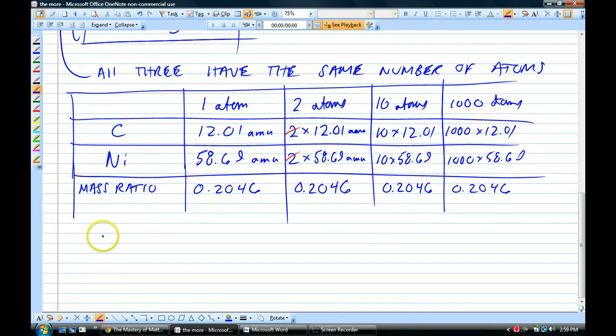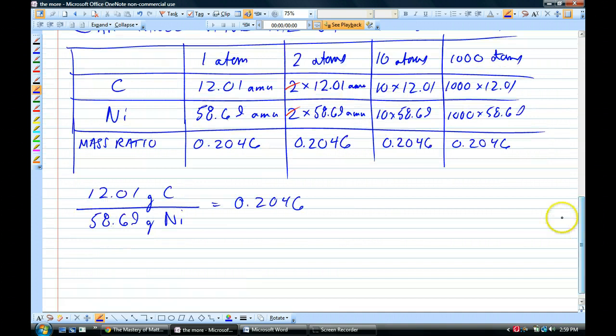Now watch this. What if I have 12.01 grams of carbon and 58.69 grams of nickel? What's that ratio? 0.2046. All right? The numbers of atoms must be the same in these two samples because the ratio is the same. As long as the atoms have a consistent average mass, then if the ratio between these two samples comes out the same, the numbers of atoms must be the same in those two samples.